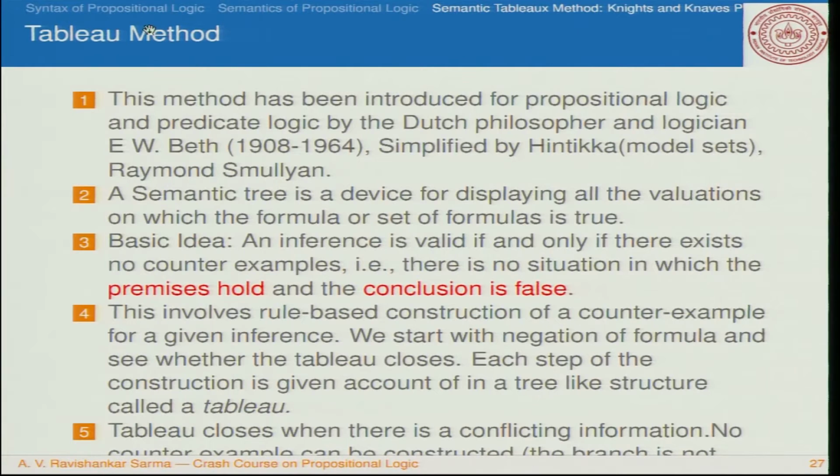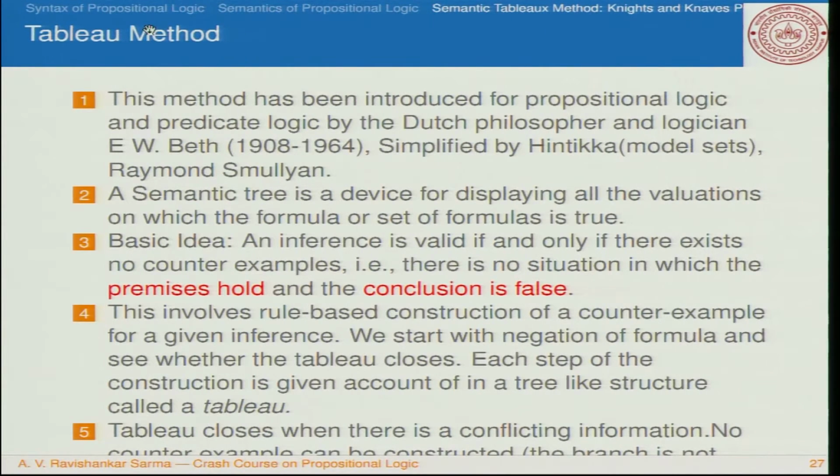This method was independently worked out by three important logicians, and everyone claims that the method is due to them. It started with Beth's work and was further simplified by Hintikka in his model sets, and Raymond Smullyan also used it. He is considered to be the founder of this particular method. It does not matter who came up with this method, but it is very interesting.